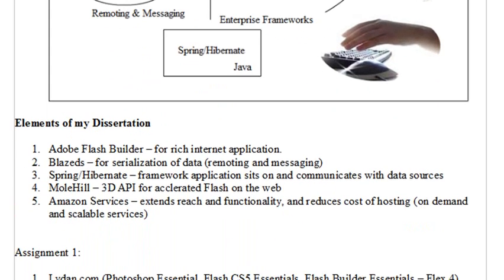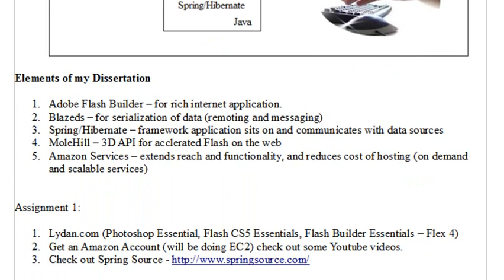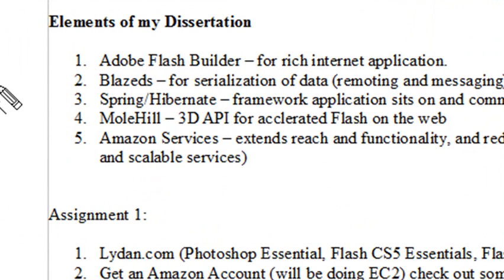So basically the elements of the dissertation are very simple. We're going to have Adobe Flash Builder for rich internet applications. We're going to use BlazeDS for remoting. Spring Hibernate is a framework application that sits on top of and communicates with the data sources. Molehill is going to be that 3D API, and I wrote the book on Papervision3D, so I'm on edge waiting for this to come out. And then of course Amazon services and Google Apps, which I didn't list here, can be used to extend functionality around the world and give you that online cloud presence.